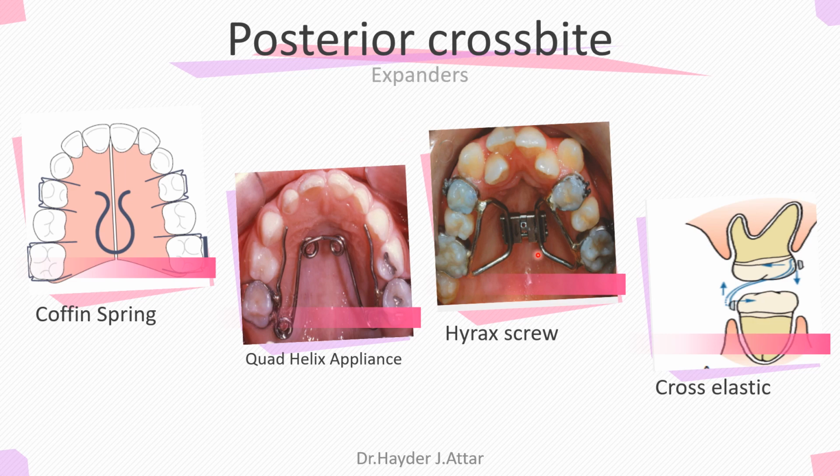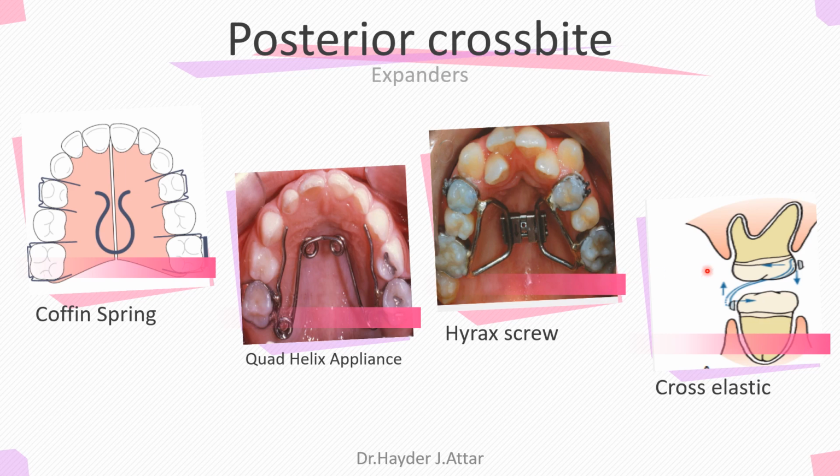Also, the difference between the slow expander and rapid expander is in the origin of the crossbite. Mostly for crossbite due to dental etiology or dental causes, we use a coffin spring or quad helix appliance, while in crossbite due to skeletal origin, or skeletal crossbite, we prefer the use of the Hyrax or rapid maxillary expander.